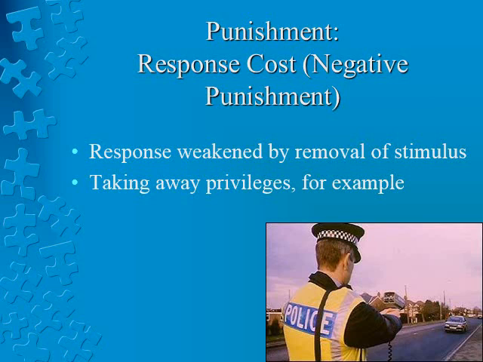Taking away privileges is one of the quickest examples of this. Grounding a child is an example of negative punishment. The picture that I have here is of a policeman checking someone's speed. So when you get pulled over for speeding and you're given a ticket, the ticket is taking away something that is desirable because it's taking away your money and your time.